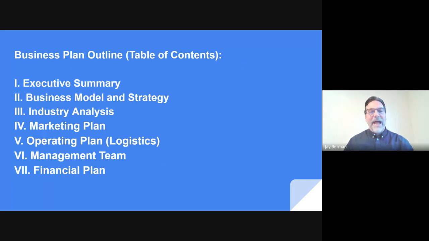So here is the outline for a typical business plan, the table of contents. Number one, executive summary. Number two, business model and strategy. Number three, industry analysis. Number four, marketing plan. Number five, operating plan. Number six, management team. And number seven, financial plan.